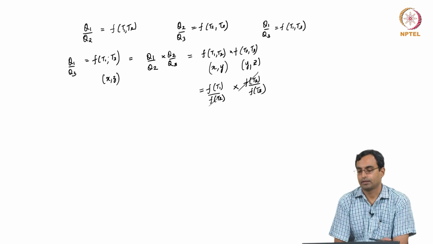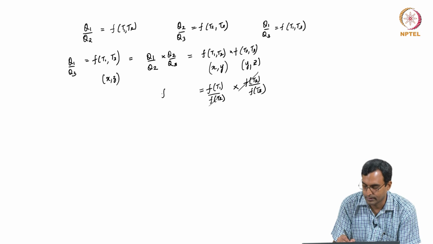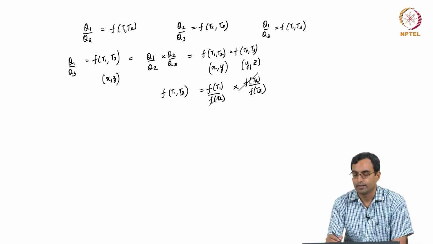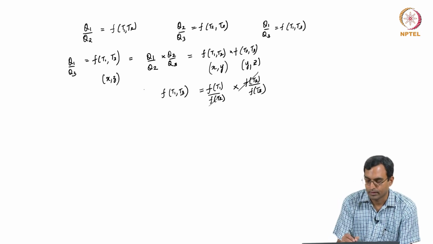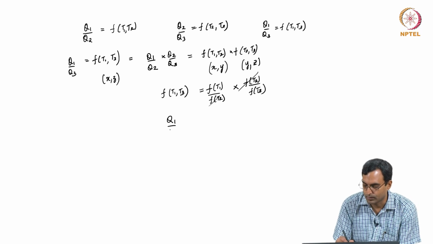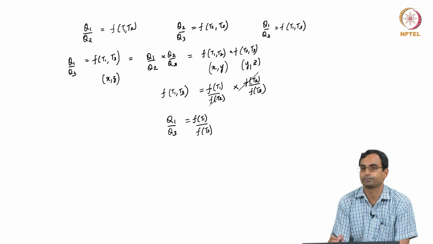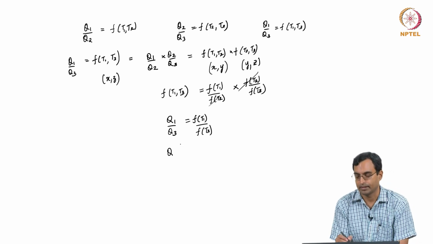So, that is essentially what follows from this, which is what Kelvin realized. Kelvin realized that if I have this function of T1 and T3, since all of these are consistent, this function must be of the form of some function of T1 divided by some function of T3. So, what he found is that Q1 by Q3 is some function of T1 divided by some function of T3, or QL by QH is some function of TL by some function of TH.